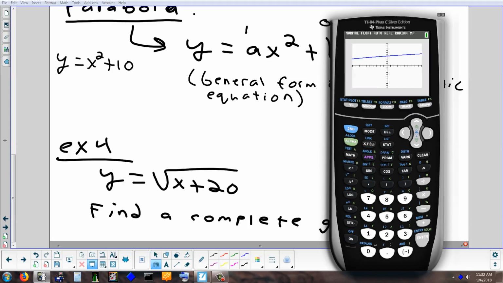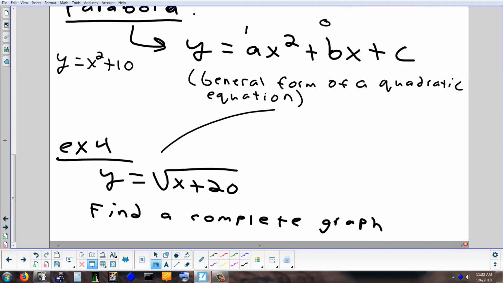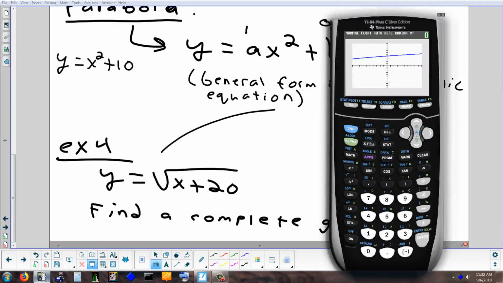Square roots are supposed to look like this. They're supposed to have a curve to them. If I can't see the curve, then that's not good. How do I know it's supposed to be curved? We just kind of learn that after we do more practice with square roots. And now you know, a square root function should have a curve to it.